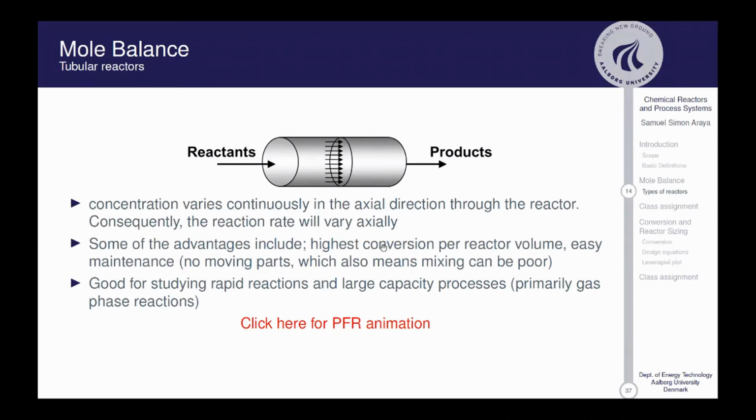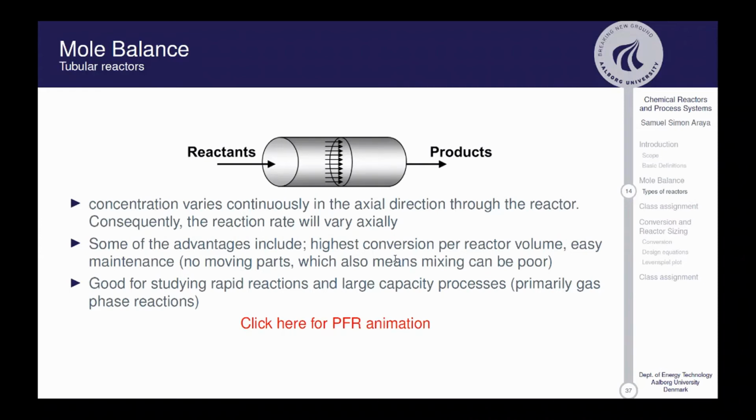So some of the advantages of this are an even higher conversion rate per volume, especially compared to a CSTR, for example. This is basically an improved CSTR because we're just putting in the reactants and taking out products every slice of the tube. And it's good for studying rapid reactions as well, and large capacities. This is usually used for gas phase reactions, especially with the aid of catalysts.